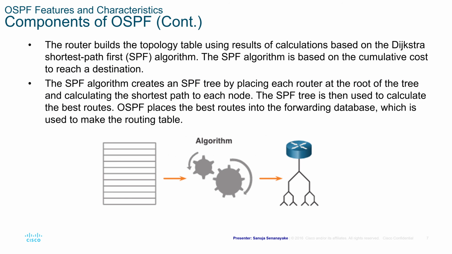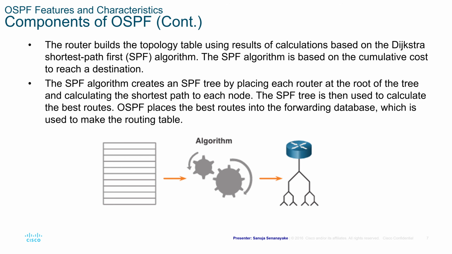The router builds the topology table using results of calculations based on the Dijkstra's shortest path first algorithm, also known as the SPF algorithm. The SPF algorithm is based on the cumulative cost to reach a destination. It creates an SPF tree by placing each router at the root of the tree and calculating the shortest path to each node. The SPF tree is then used to calculate the best routes.